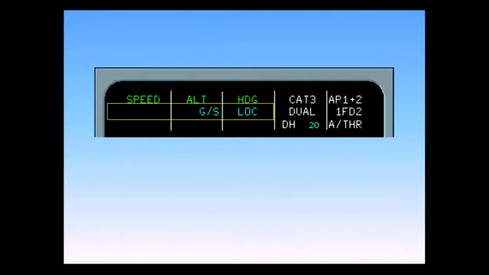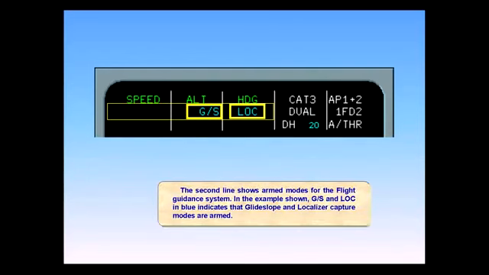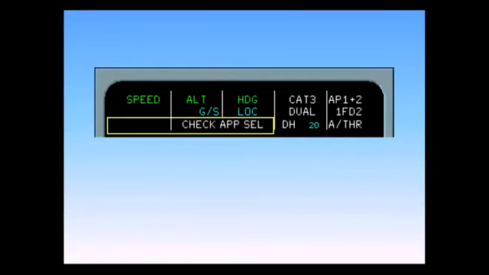The second line shows armed modes for the flight guidance system. In the example shown, G/S and LOC in blue indicates that glide slope and localizer capture modes are armed. The third line shows reminders or messages. In our example, check APP-SEL advises us to check the selected approach.